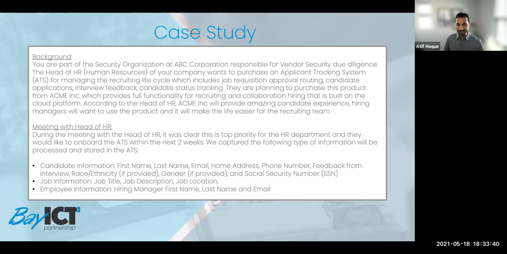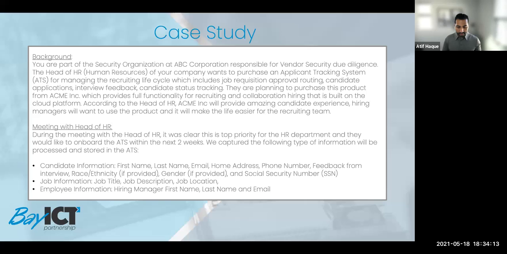And yeah, as an ATS, an applicant tracking system, it's a big priority for your head of HR. And then also you will notice in the bullet points here, what type of data is this ATS system going to be processing? So there's candidate information. These are people like applicants that are applying for jobs, capturing first name, last name, email. There's also social security numbers, gender information, race, and so on. And then job information, job title, description, location, as well as the hiring manager's information.